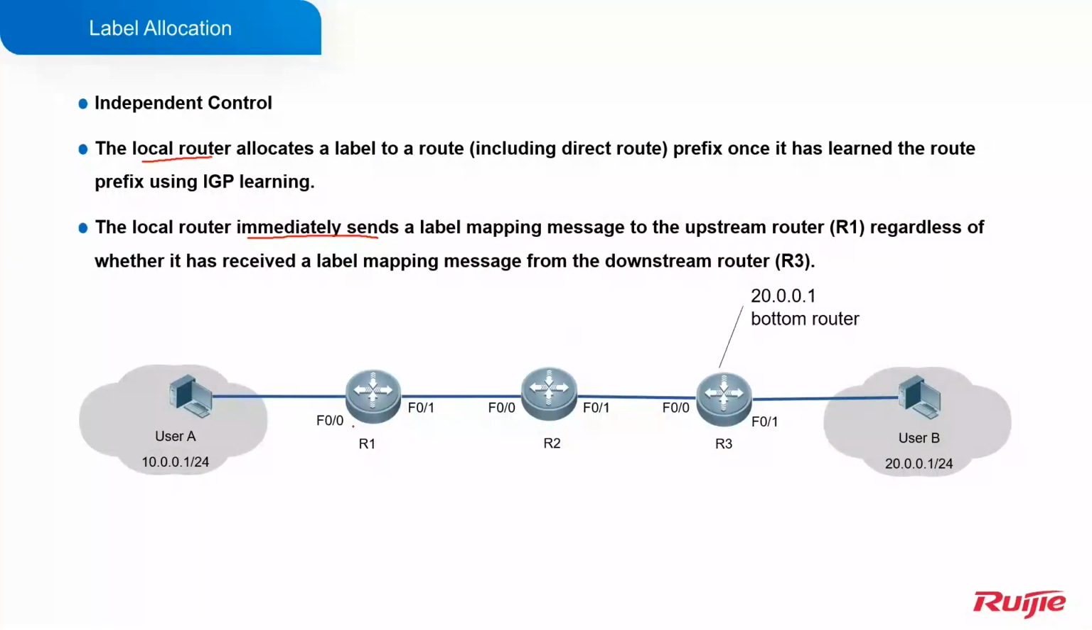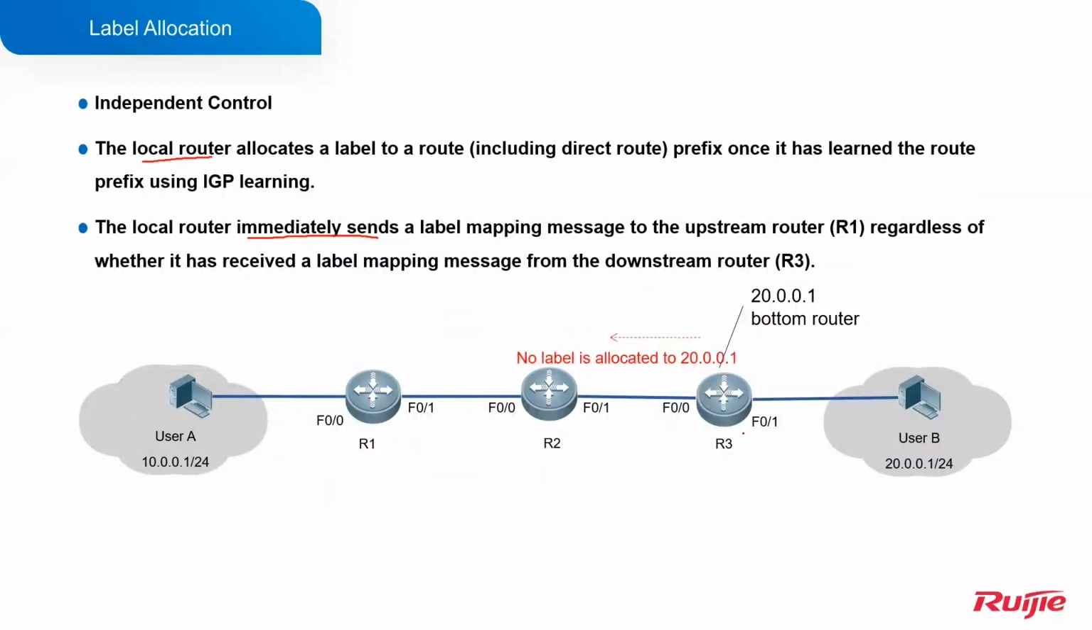And here is one example. We have two users, user A and user B. If they want to communicate with each other, all the routers, routers 1, 2, 3, must get the label information. And route 3 is the bottom router for the segment 20.0.0.1. That means this is the most downstream router, right?